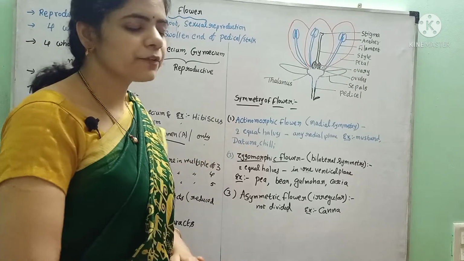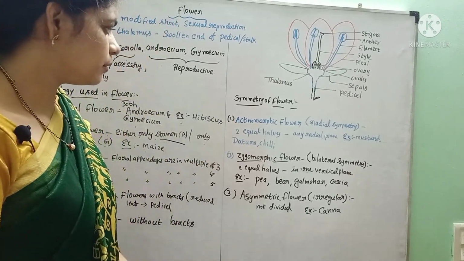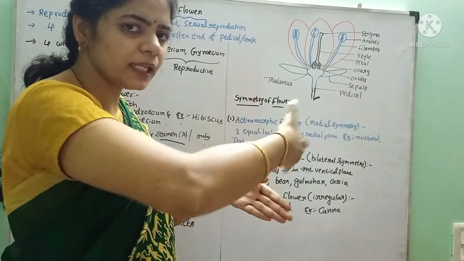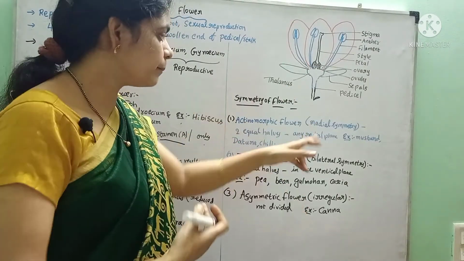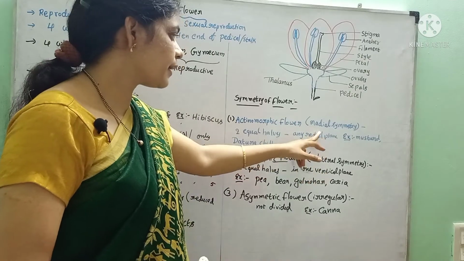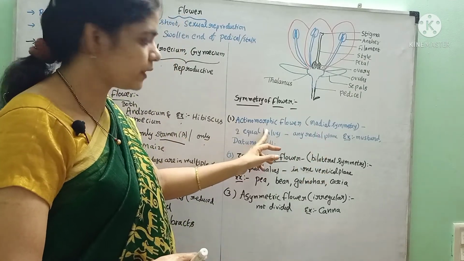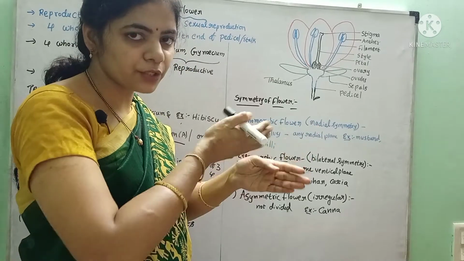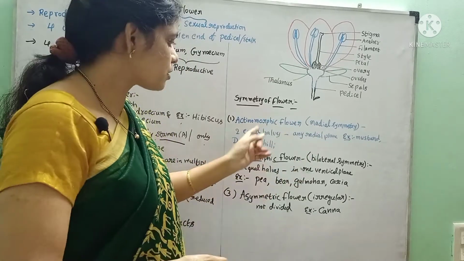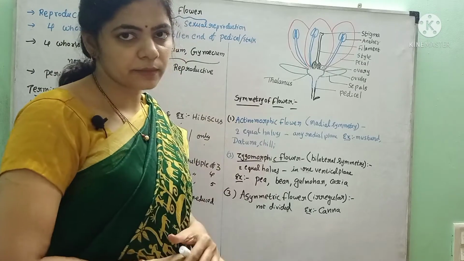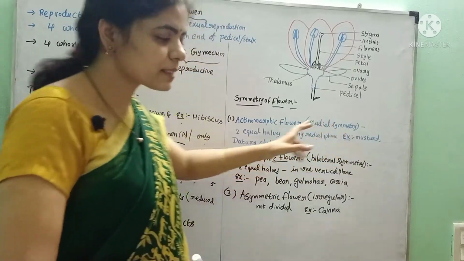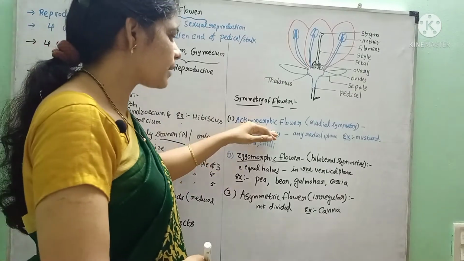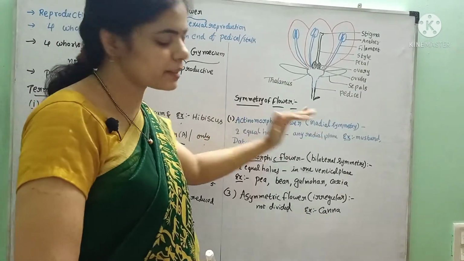If we see the actinomorphic symmetry, if we want to divide the flower into two equal halves in any radial plane, that is called radial symmetry or actinomorphic symmetry. So in any radial plane we can divide the flower into two equal halves. Example: mustard, datura and chili. In these, the flower exhibits actinomorphic symmetry or radial symmetry.